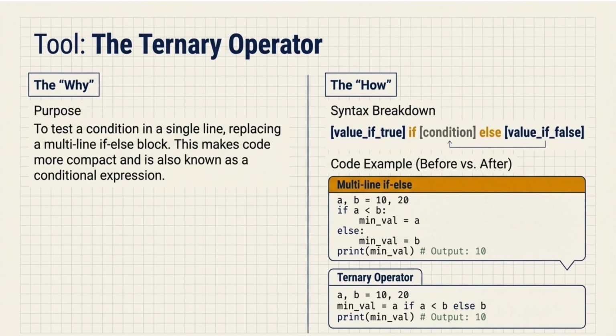On the right, you can also see the difference between the traditional multi-line if-else and the short ternary version in the slide. Both examples find the minimum value between two numbers, but the ternary operator does it in just one line, producing the same output.